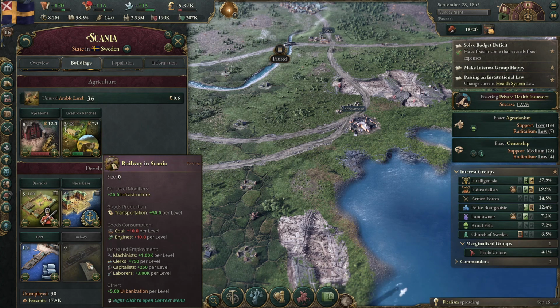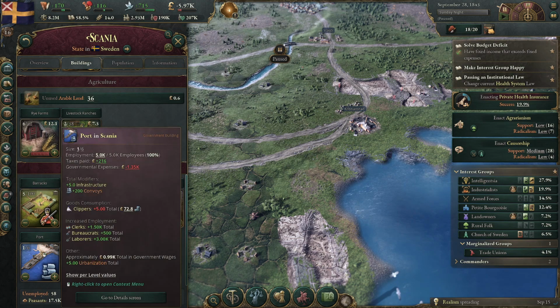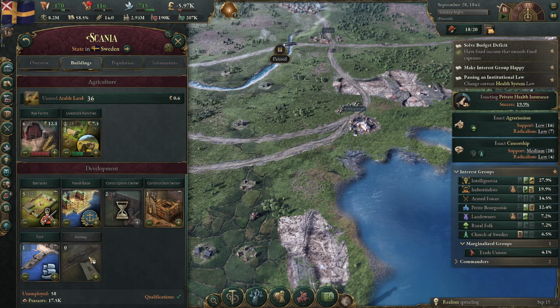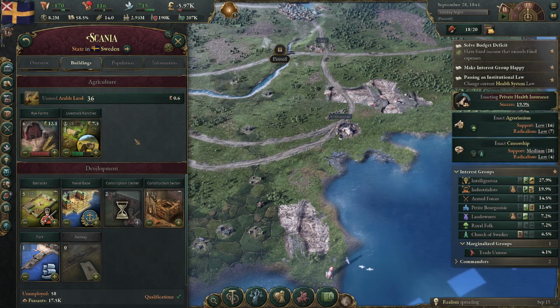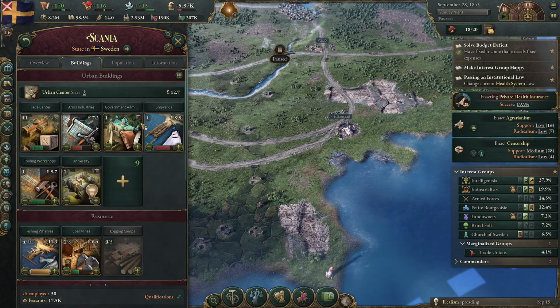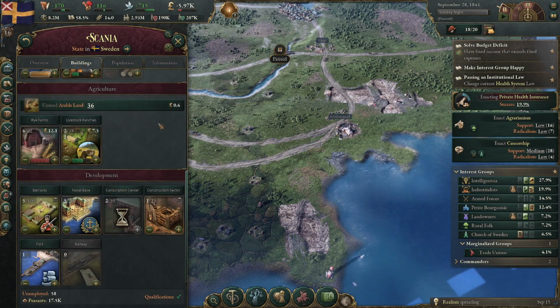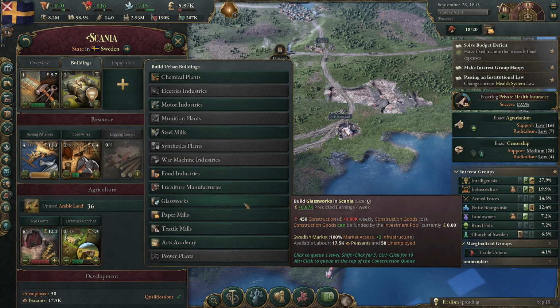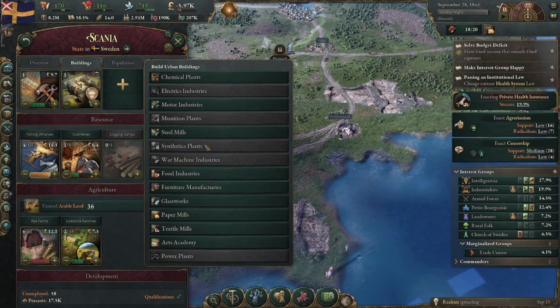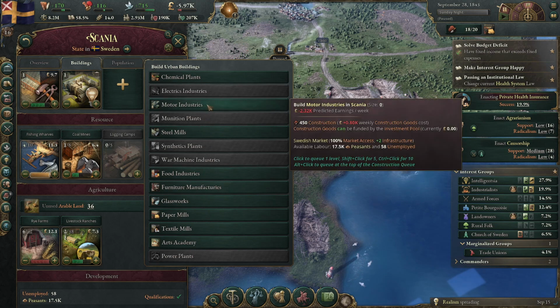And I've got no idea. I think certain industries need transport for certain techs or upgrades is what I think it is. So, and we also need engines. How the heck do we manufacture engines? Okay, buildings. How do we manufacture engines? Railway. Can we manufacture engines? Mills, motor industries.